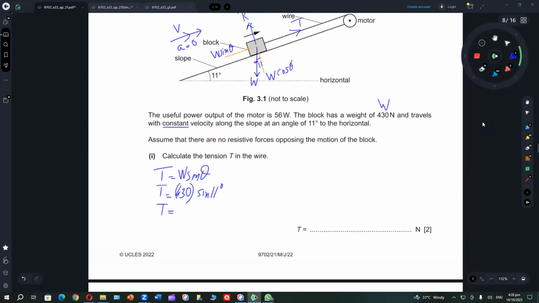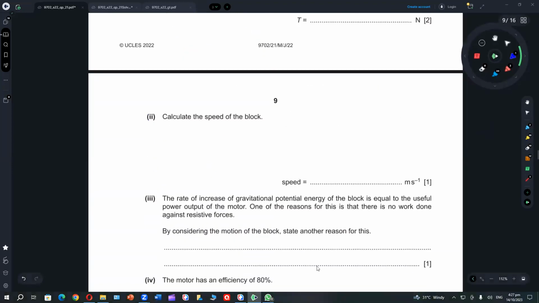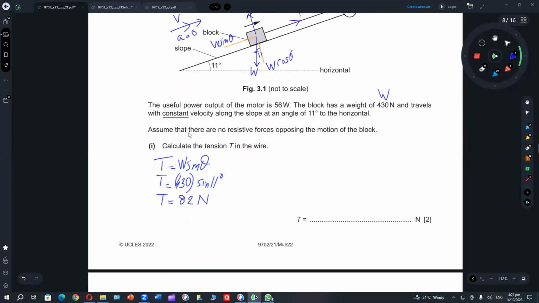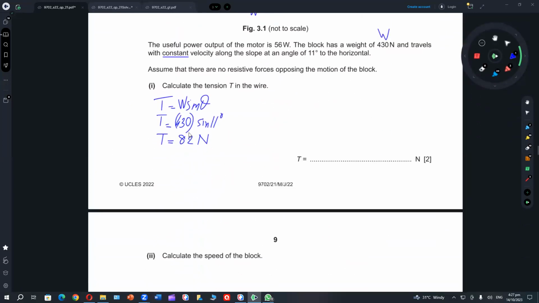82. 82. Is it a rounded answer? I got 82.0, so I just wrote 82. Okay. Then what are you getting? Are you solving with us? Yes.